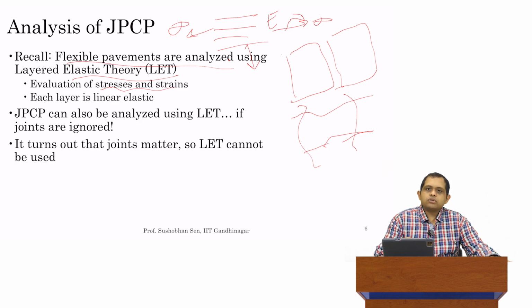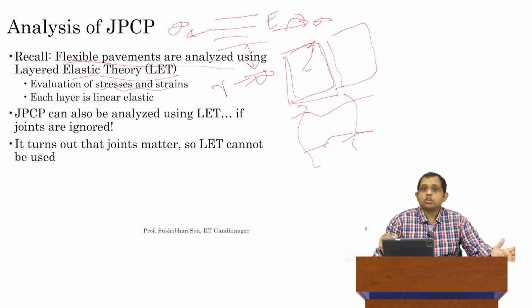However, it turns out that one major issue in analyzing rigid pavements is actually the presence of these joints. In layered elastic theory, one of the assumptions is that the radius goes to infinity. That's in the horizontal direction. The radius goes to infinity. That is clearly not the case for a rigid pavement. For a rigid pavement, the radius is finite because the slab size is finite.